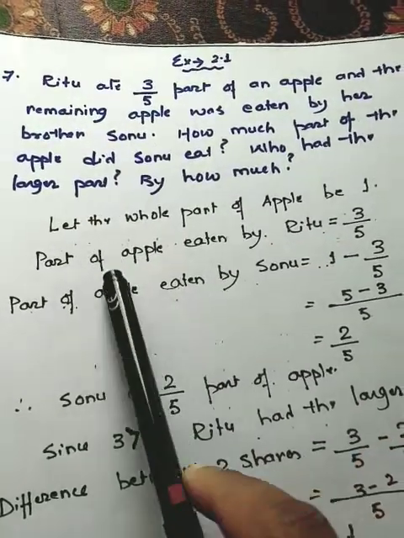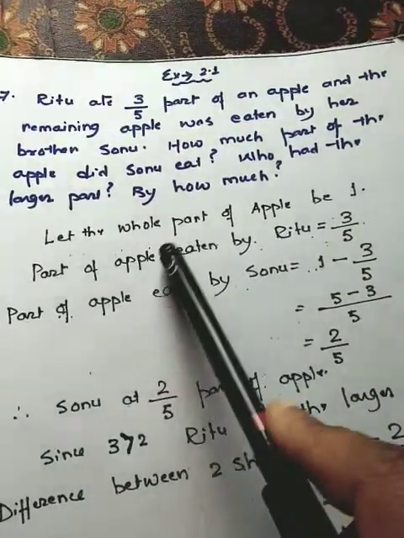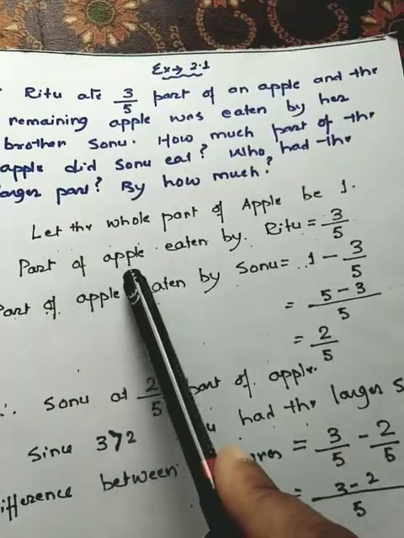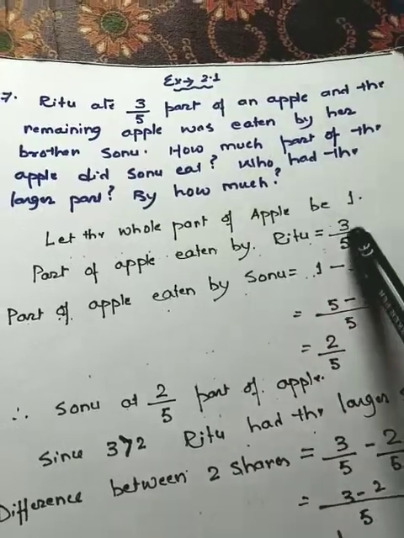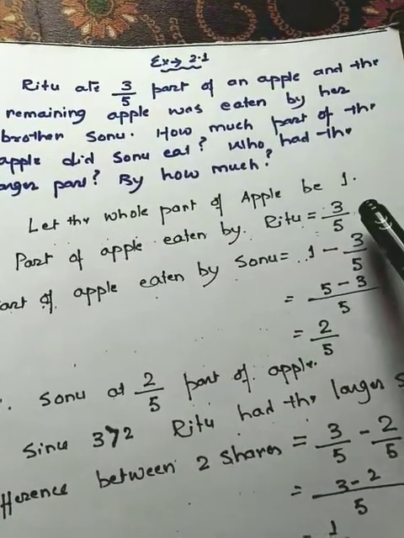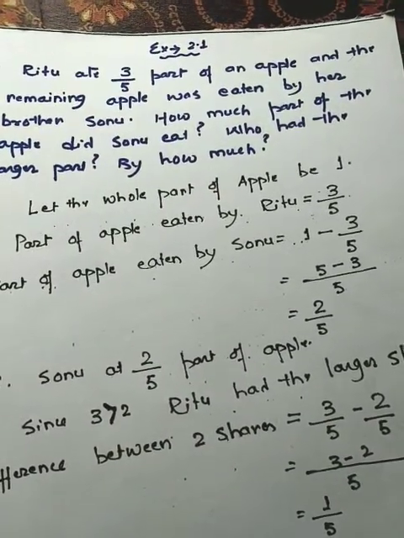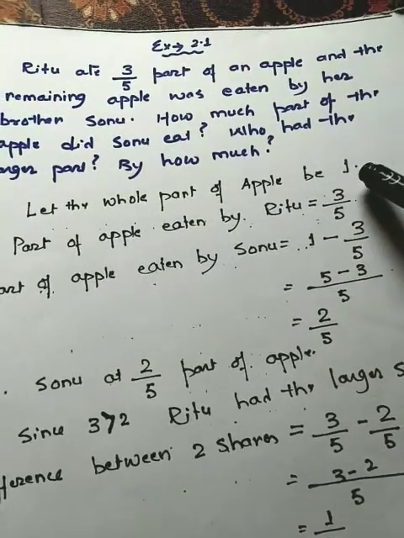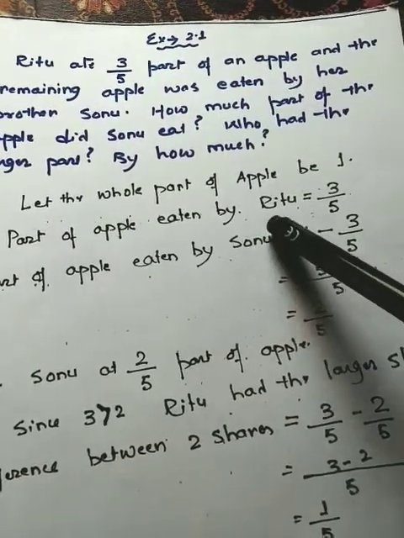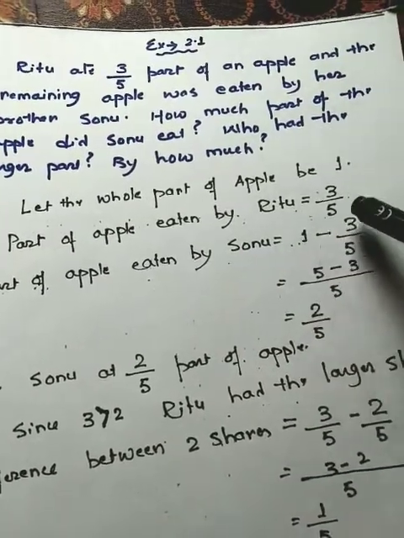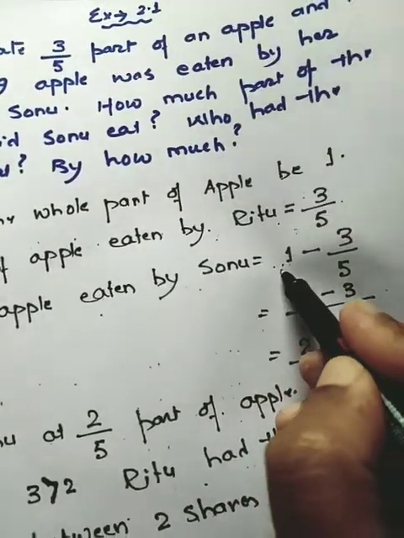The first thing we have to do is let the whole apple be 1. This time we'll not let it be x. We'll let the whole apple be 1. The part of the apple eaten by Ritu is 3 by 5. So from 1, Ritu has eaten 3 by 5. What is the remaining part then? From 1 we'll subtract 3 by 5. The part of the apple eaten by Sonu is the remaining part, because the remaining part was eaten by Sonu only. So if we subtract 3 by 5 from 1, we'll get the part Sonu has eaten. So 1 minus 3 by 5 is, how? Because 1 carries the denominator 1 only.